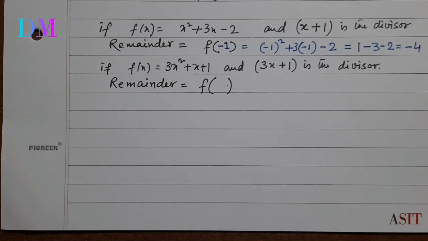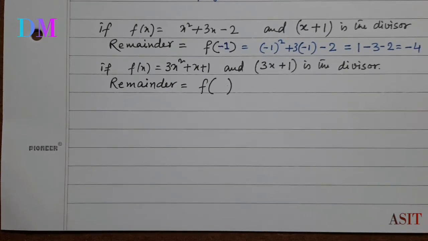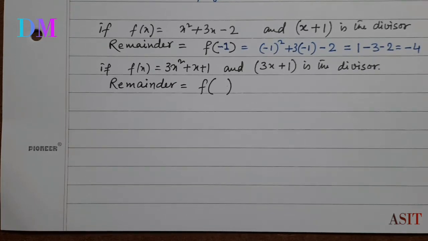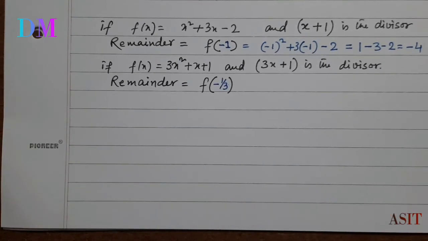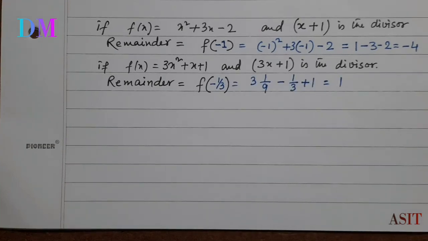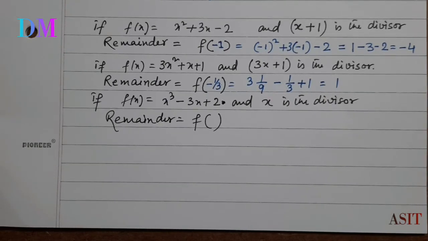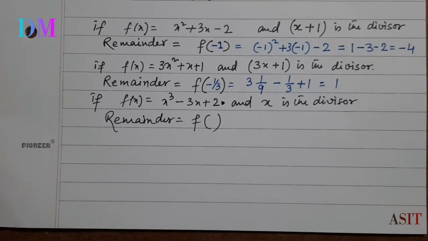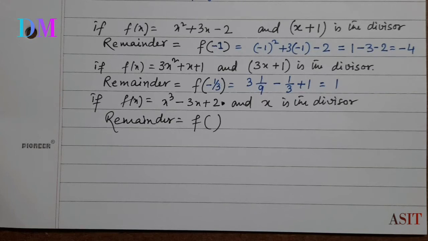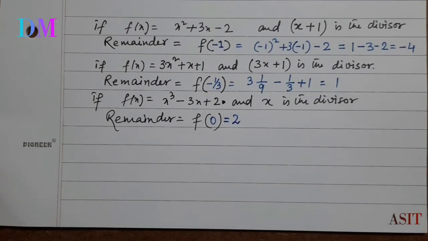Now if fx equals to 3x square plus x plus 1 and the divisor polynomial is 3x plus 1, then the remainder will be f of minus 1 by 3, and which will give the remainder as 1. Now if fx equals to x cube minus 3x plus 2 and the divisor polynomial is x, then what will be the remainder? It's very simple. Put the divisor polynomial equals to 0, so we are getting x equals to 0. Hence the remainder will be f of 0, and which gives the remainder as 2.